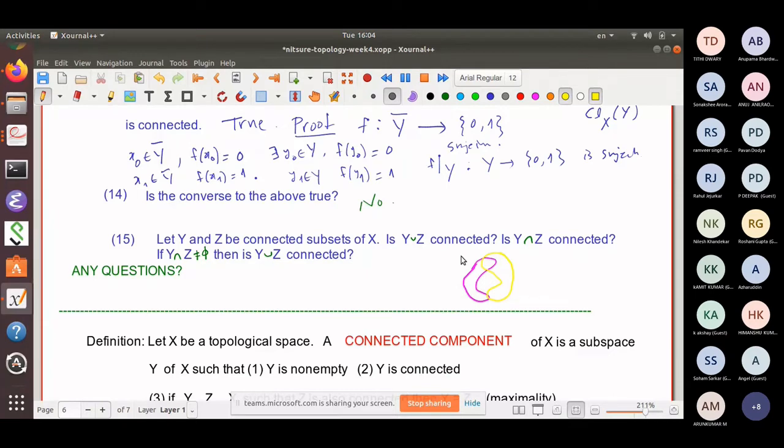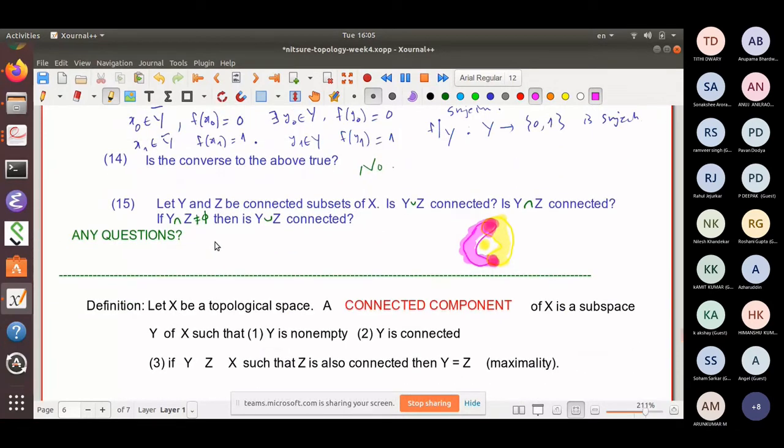Anyway, I have now shown you two sets, one of them is this one and the other is this one. Both are connected, but their intersection consists of two pieces, one piece here and one piece here. This dark stuff is the intersection of the yellow set and the pink set. Both are connected, but the intersection is disconnected.